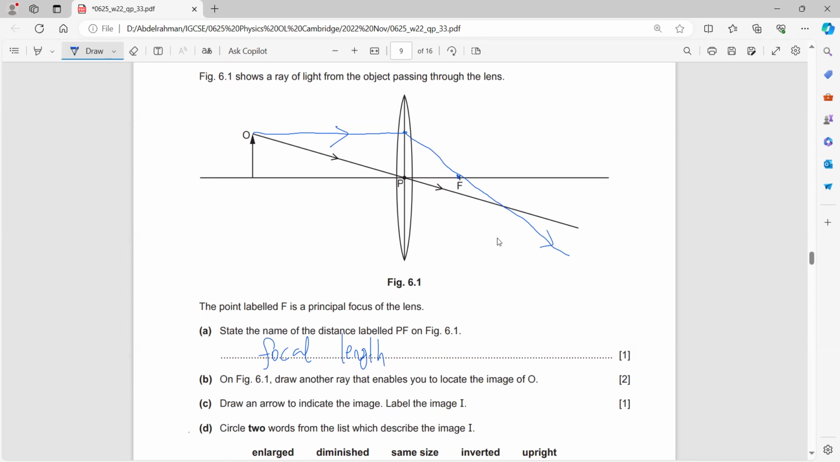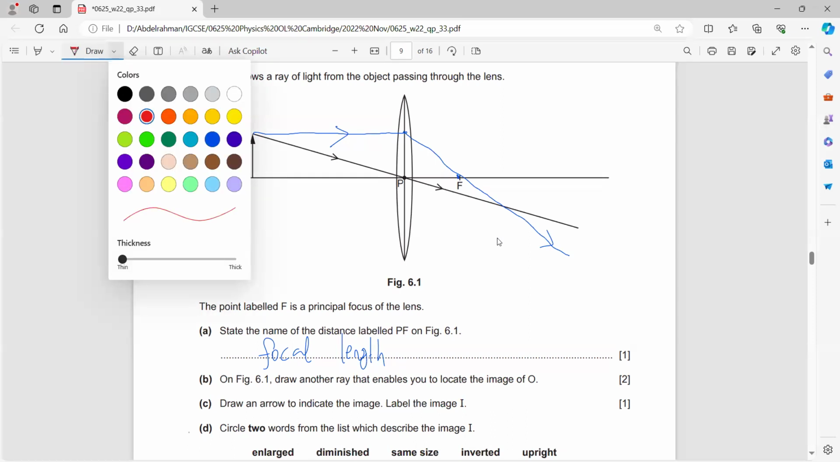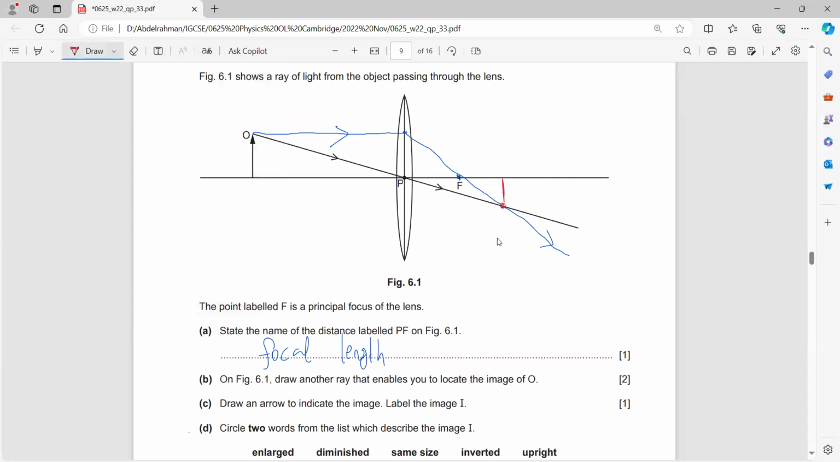Where is the image? Intersecting point. Point of intersection. Bravo. Point of intersection هنا. The image is facing downwards, and I have to label it I. Yeah, this is the image.